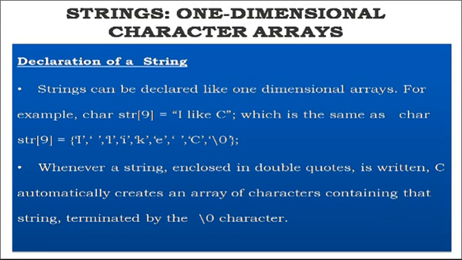Whenever a string enclosed in double quotes is written, C automatically creates an array of characters containing that string, which is terminated by the null character.